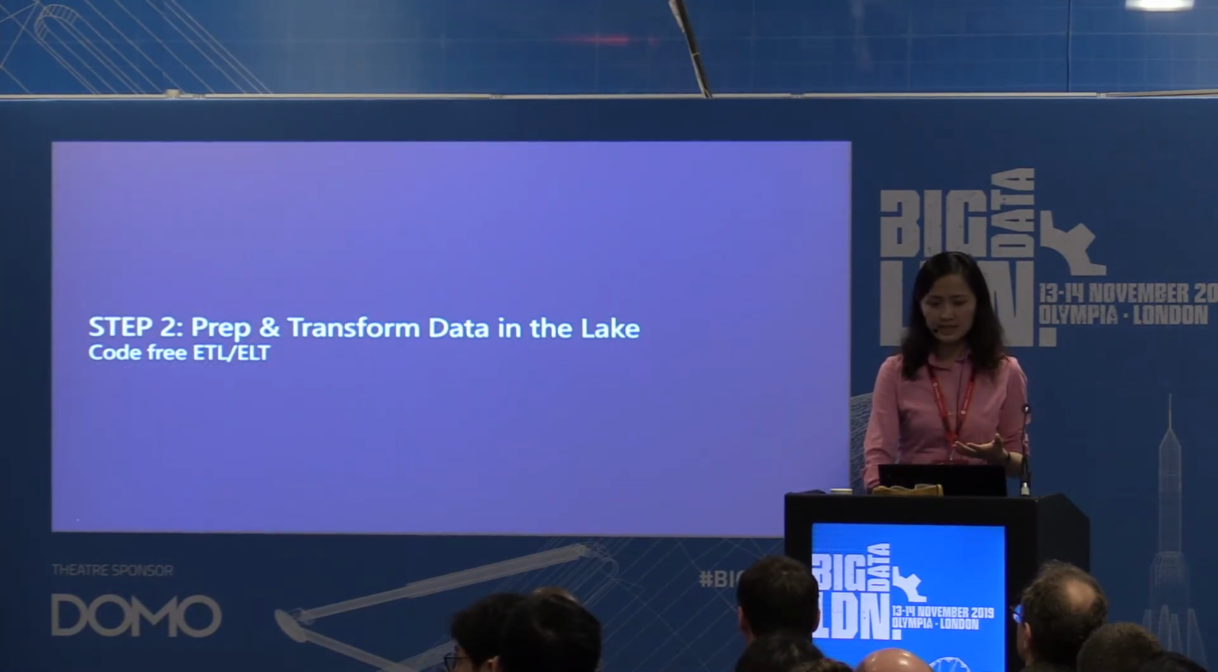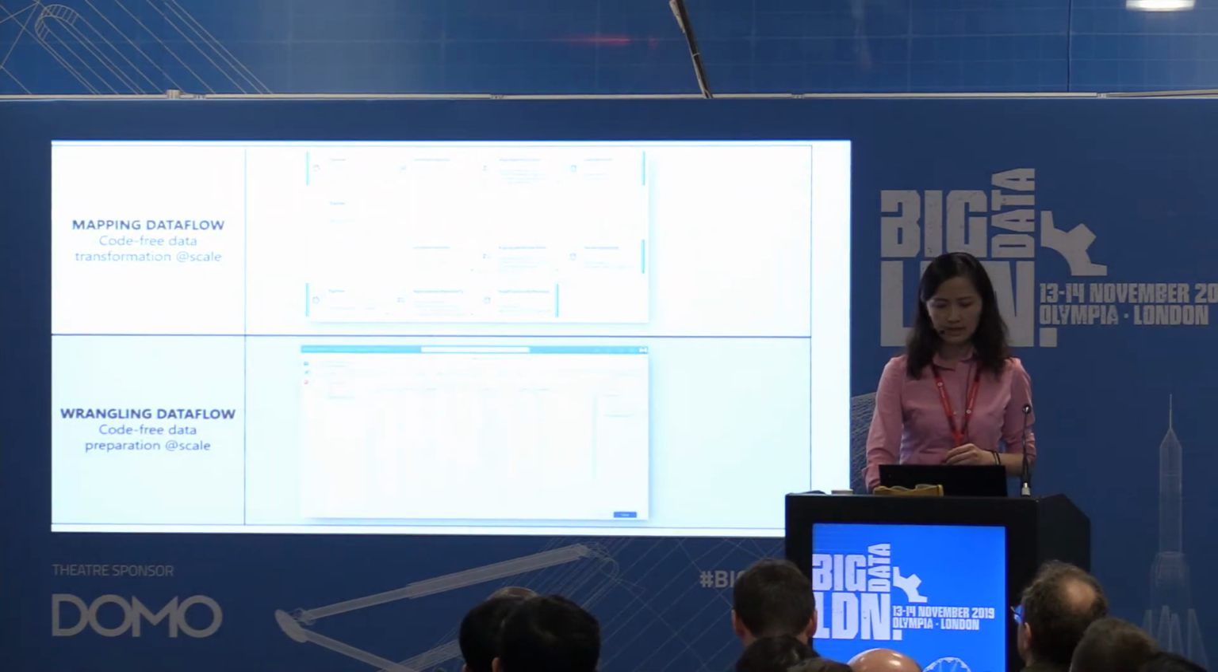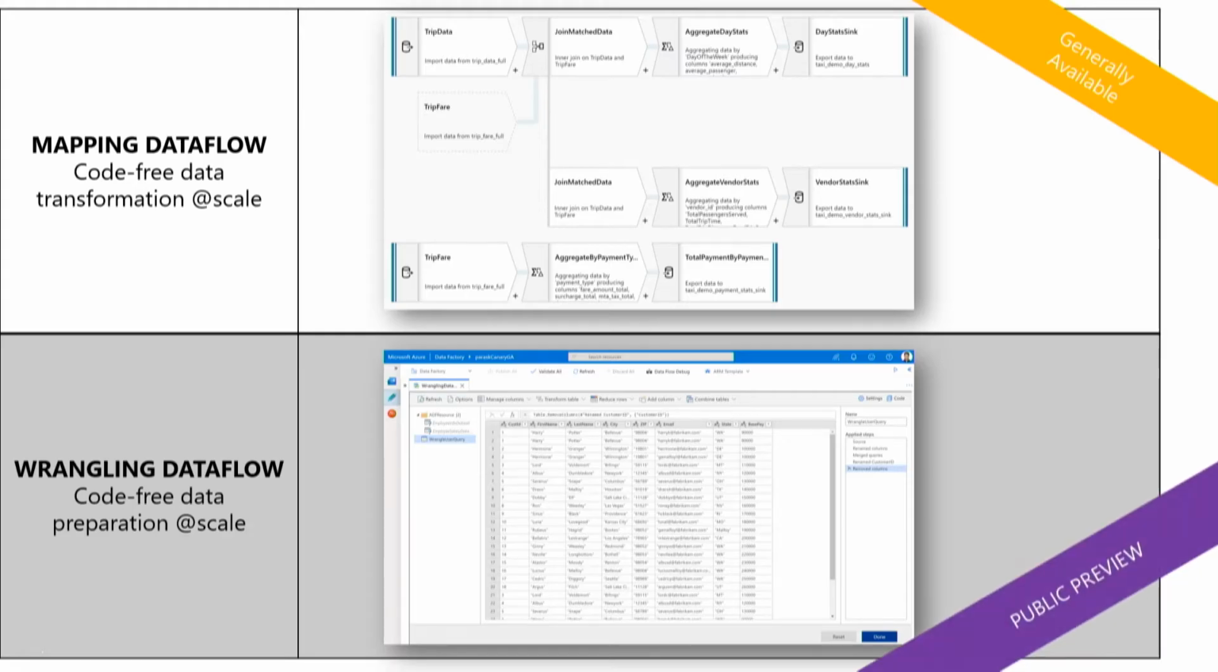So once the data is landed into the lake, now you're ready to prep and cleanse the data and do some transformation. So we just released mapping data flow in general availability, and then also wrangling data flow is available in public preview. So what is the difference between the two?